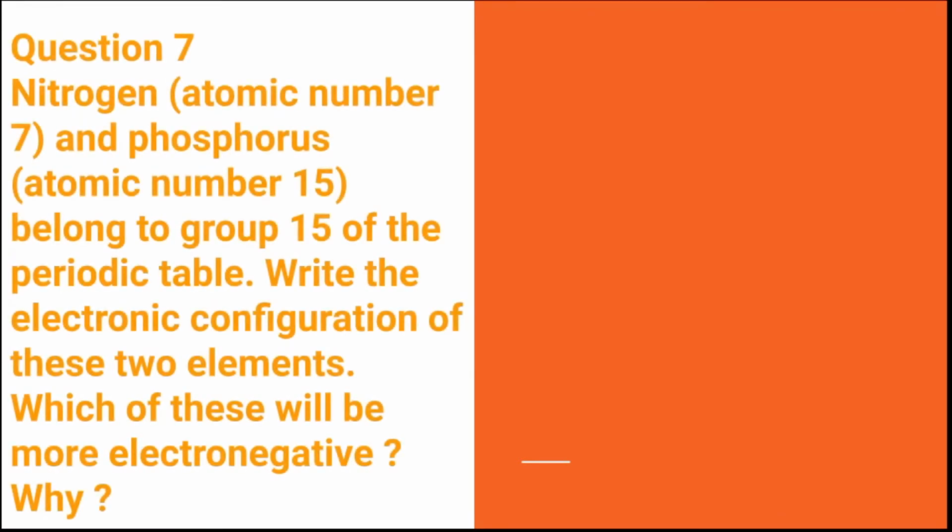Let us move on to the next question. Question number 7. Nitrogen having an atomic number 7 and phosphorus having an atomic number 15 belong to group 15 of the periodic table. Write the electronic configuration of these two elements. Which of these will be more electronegative and why?